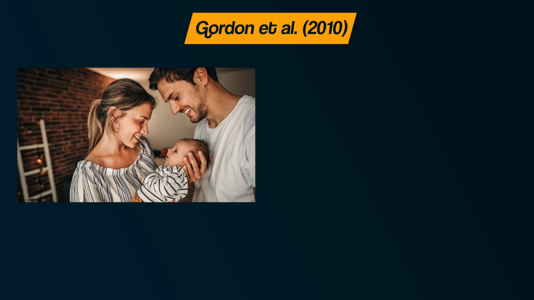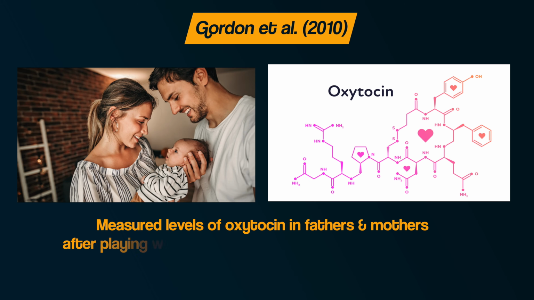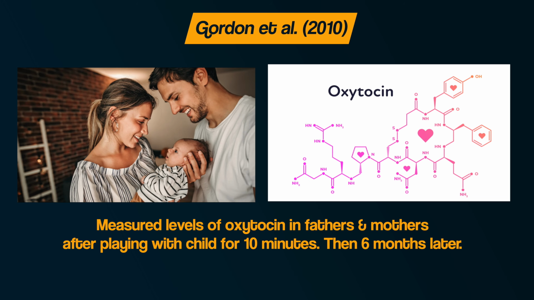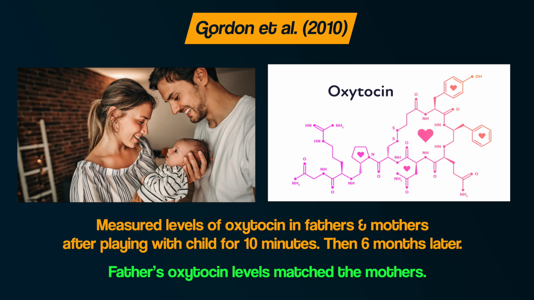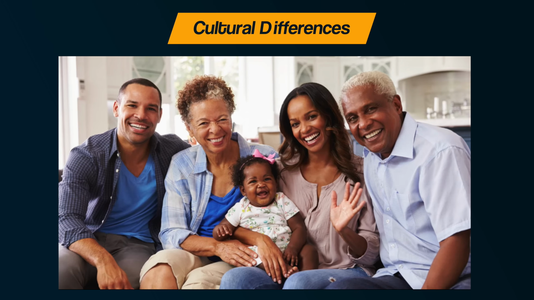Gordon et al. in 2010 further showed that fathers' oxytocin levels rise with infant interaction. They measured the levels of oxytocin in both fathers and mothers after they had played with their child for 10 minutes, and they did this again 6 months later. They found that the father's oxytocin levels matched the mother's, indicating biological capacity for nurturing and caregiving in fathers. Additionally, research like Schaffer and Emerson's often reflects WEIRD cultures, but in others with multiple caregivers, children form attachments early with others besides the mother, including the father, suggesting the father's role varies across cultures.